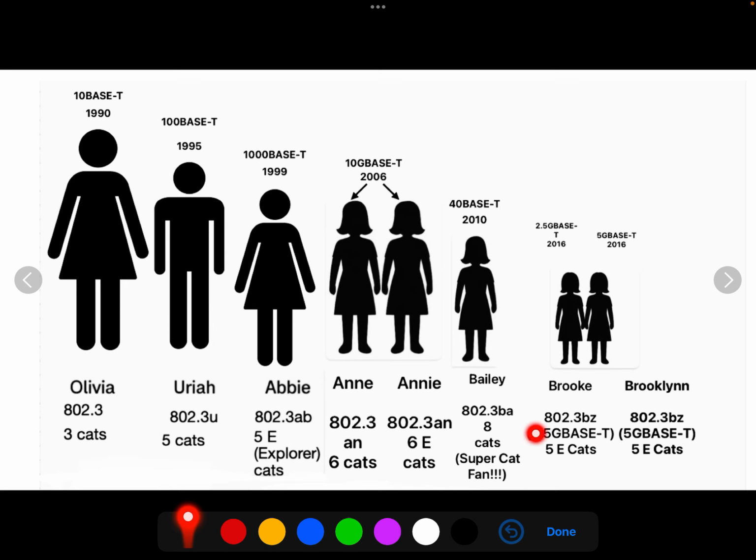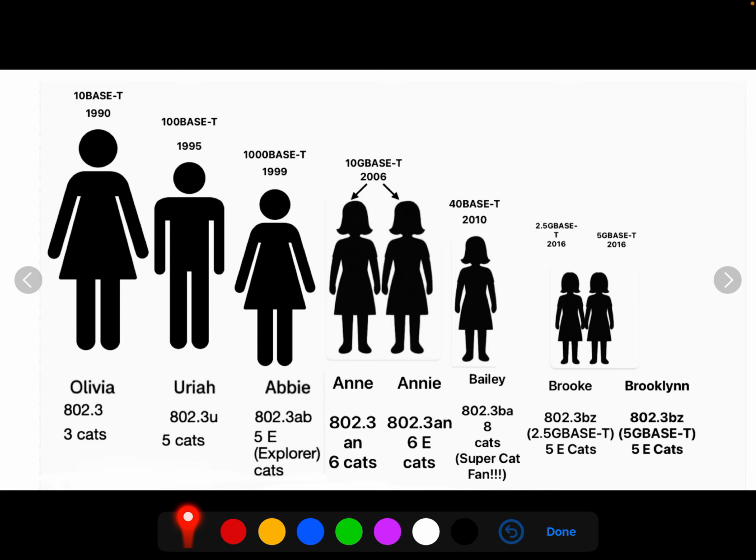Now, Bailey, H.3BA, the biggest cat fan out of all of them. So H.3BA uses Cat 8 cabling. This standard was released in 2010, 40GBASE-T, 40 gig per second. That's the highest speed out of all these standards. So Bailey is very, very quick. We're going to say she's an athletic champion there. Let's say she's a marathon runner and she's a marathon champion. So she's the fastest out of all of them.